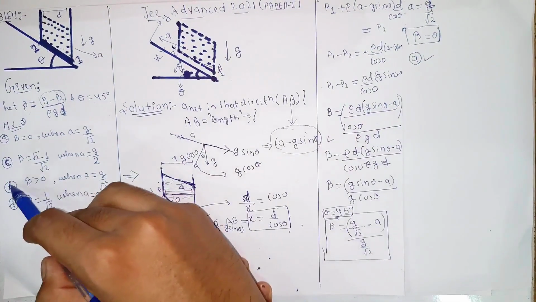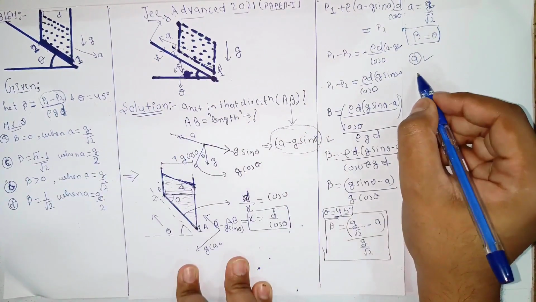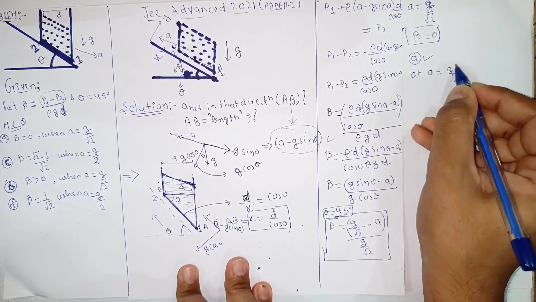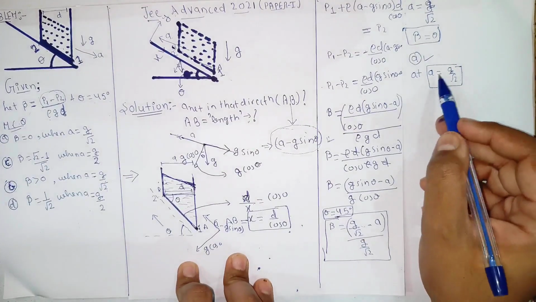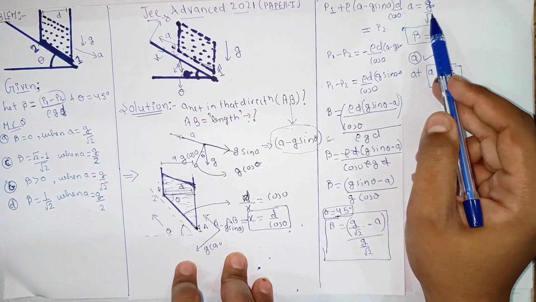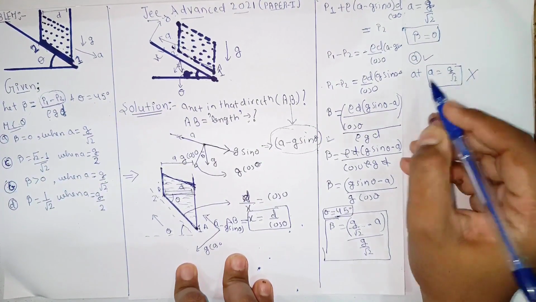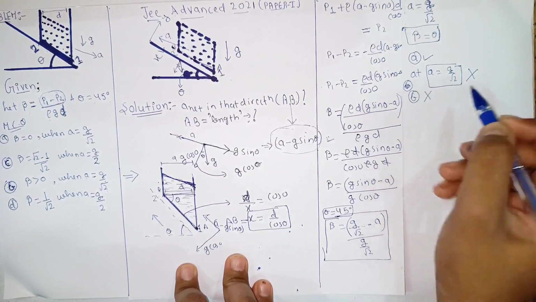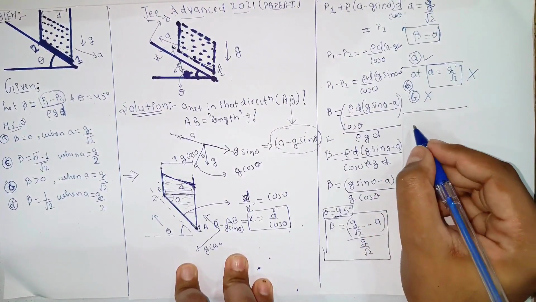Now this is option B, so I will be jumping directly here. At a equals g by root 2 again, they are telling that beta is positive, but beta is not positive at a equals g by root 2, as we have already seen in option A that at a equals g by root 2, beta is 0. So option B must be wrong. Now let us see option C.